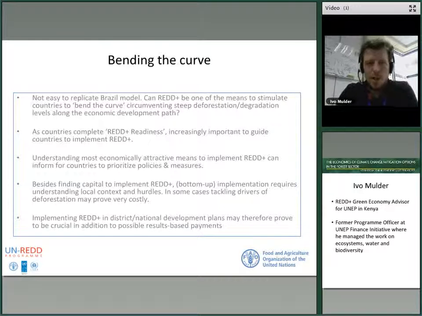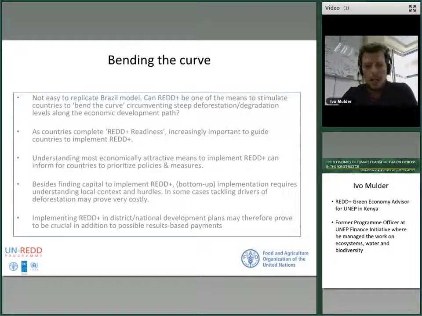So just to reiterate the main points of this short presentation, it may not be easy for countries to replicate the Brazilian model, but can REDD+ be one of the means to stimulate countries to bend this curve? And what I mean with bending the curve is, you've seen this curve where a number of countries go through an economic development path where deforestation rates increase proportionally and then decrease as they develop economically. Ideally, we would not go through this bottom of the curve, but we would bend the curve to circumvent this high rate of deforestation as countries develop economically.